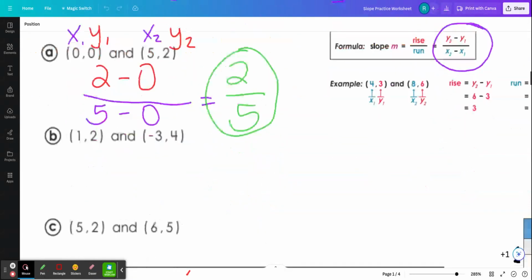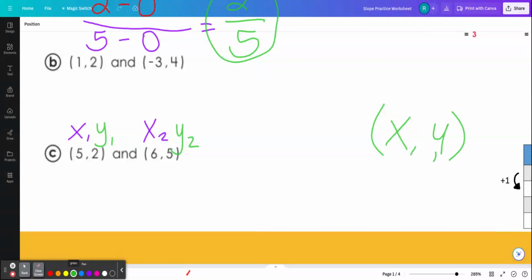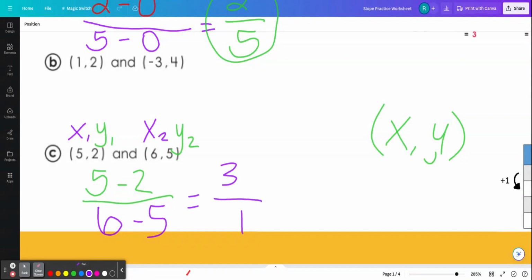Okay, I'll do one more of these. Let's do letter C, how about? I won't do B, you guys can do that on your own. So 5 would be x1, 6 would be x2, and then 2 would be y1, 5 would be y2. Remember, it's xy, if that helps. So this would be y2 minus y1 divided by x2 minus x1. So 5 minus 2 would be 3, and 6 minus 1 would be 5. Or you can do 3 divided by 1, which should be 3. Okay.